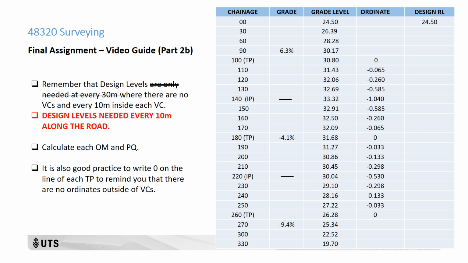Remember that X is measured in from the tangent point. So the ordinate 110, 10 metres in from the first TP, is exactly the same as the ordinate 170, which is 10 metres in from the second tangent point. Similarly for 120 and 160, and 130 and 150.